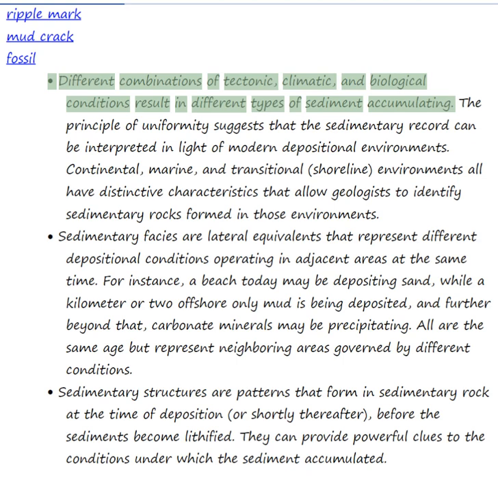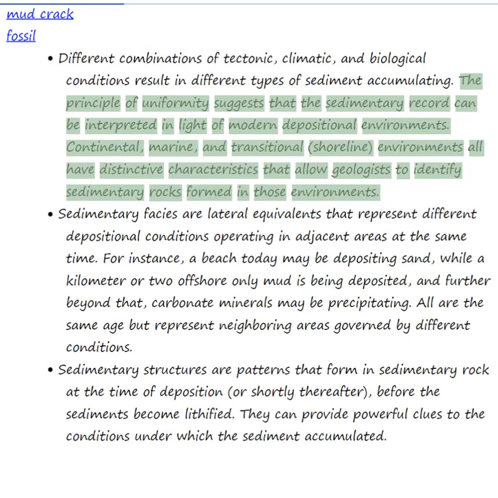Different combinations of tectonic, climatic, and biological conditions result in different types of sediment accumulating. The principle of uniformity suggests that the sedimentary record can be interpreted in light of modern depositional environments. Continental, marine, and transitional environments all have distinctive characteristics that allow geologists to identify sedimentary rocks formed in those environments.